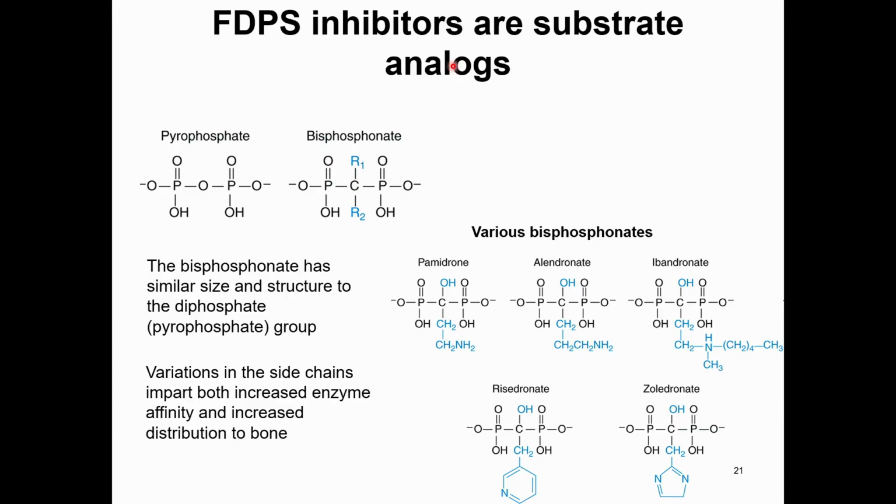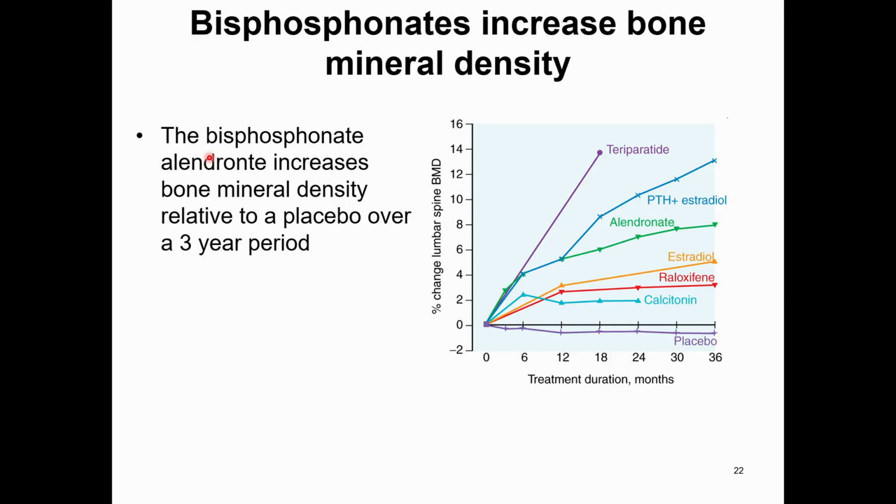And so here are a number of different drugs. They're all bisphosphonates, and you can see that they have a carbon atom between the phosphates instead of an oxygen, and that things are linked up to them. But these are all substrate analogs because they look very similar to pyrophosphate or diphosphate, whatever you want to call it. So again, it's a resemblance. Okay. So these things actually can increase bone mineral density.